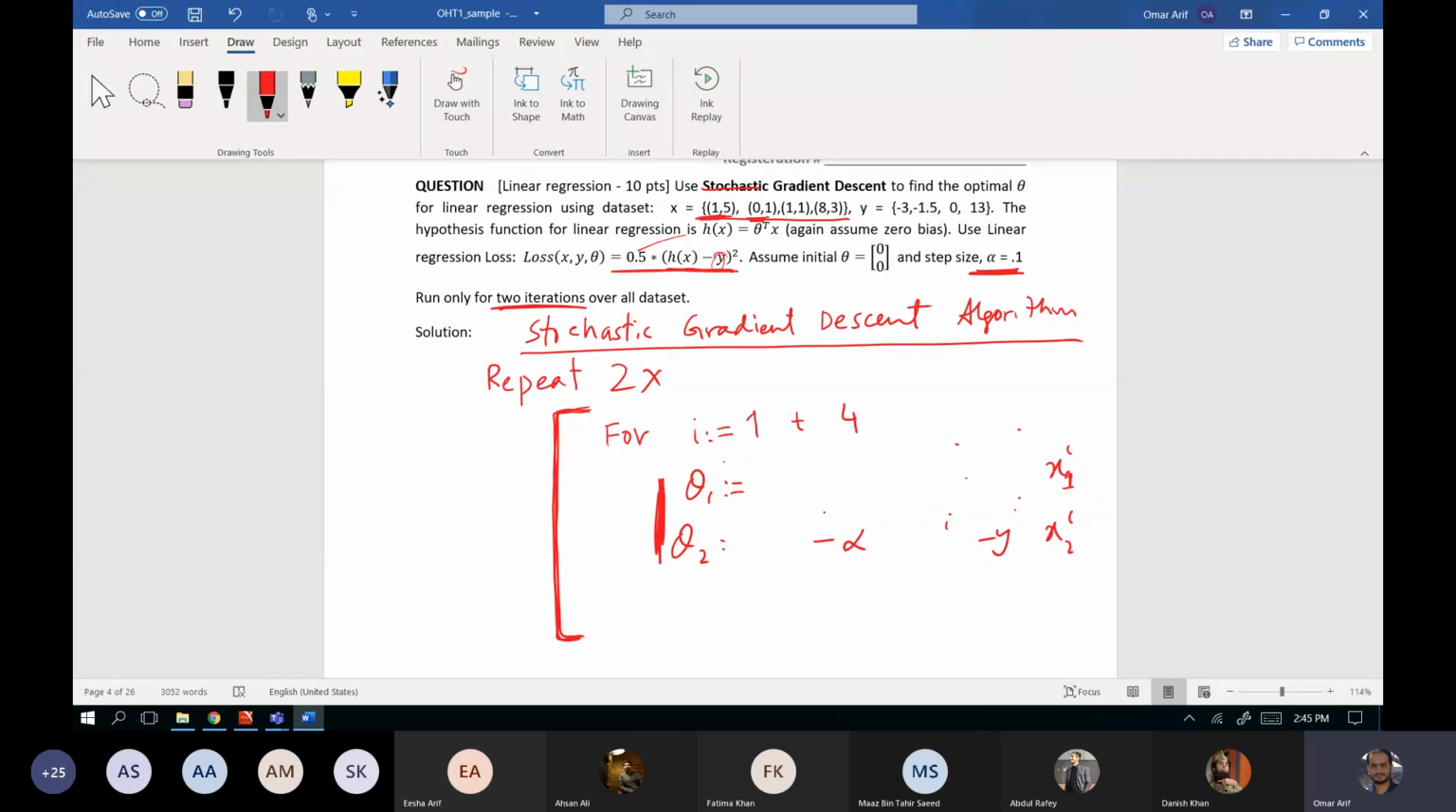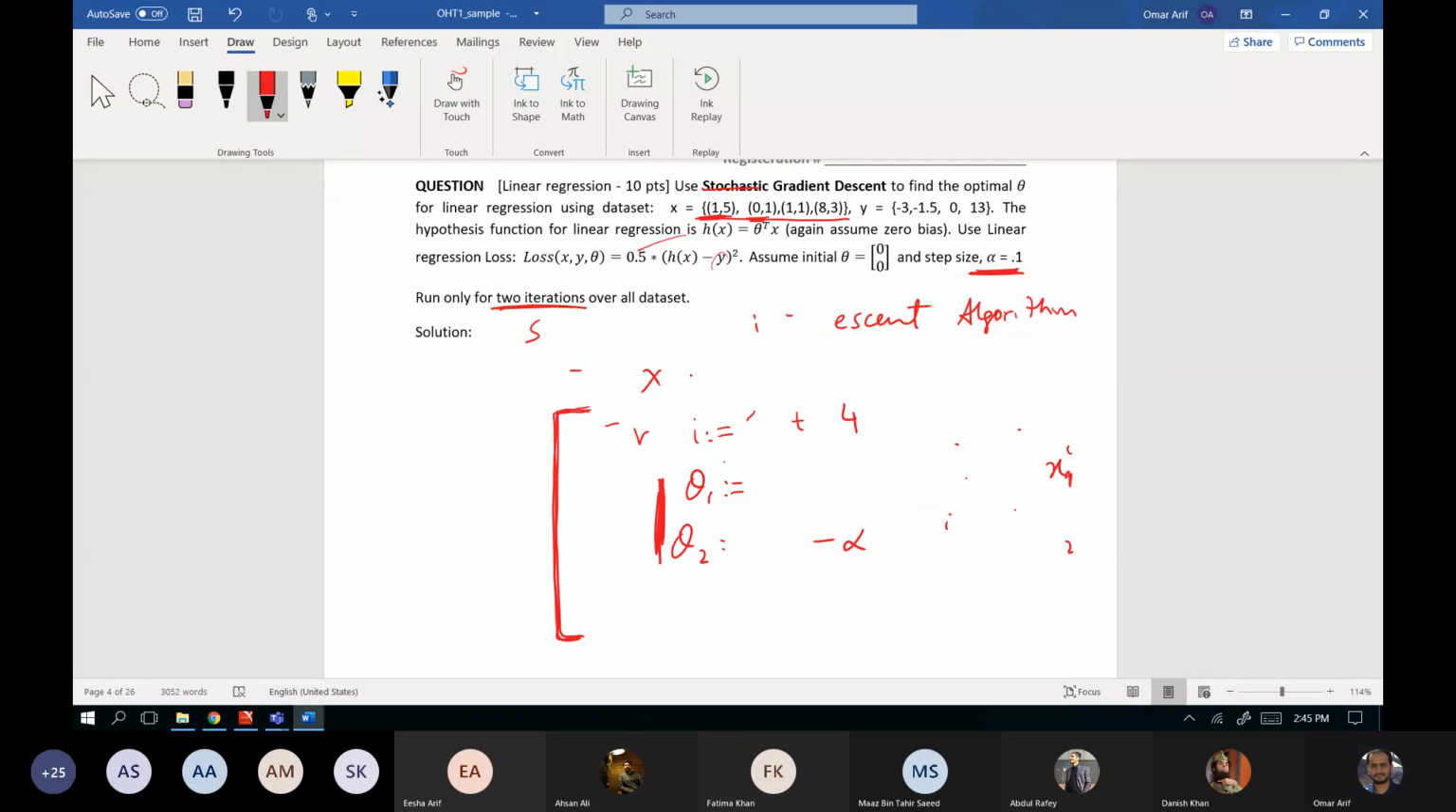So let's actually now do that, starting from the first example.